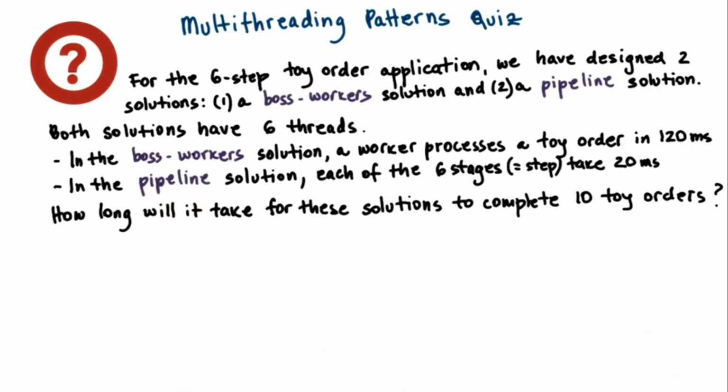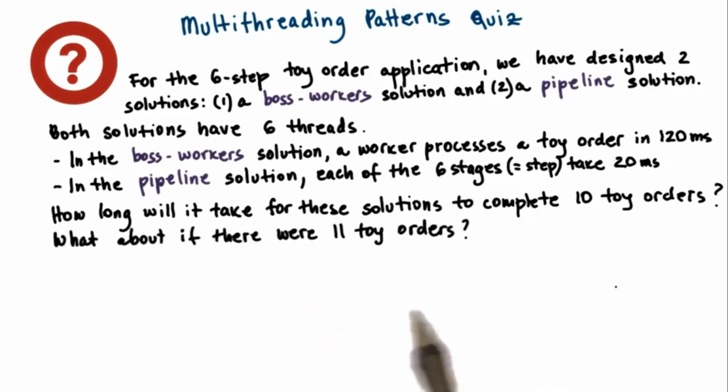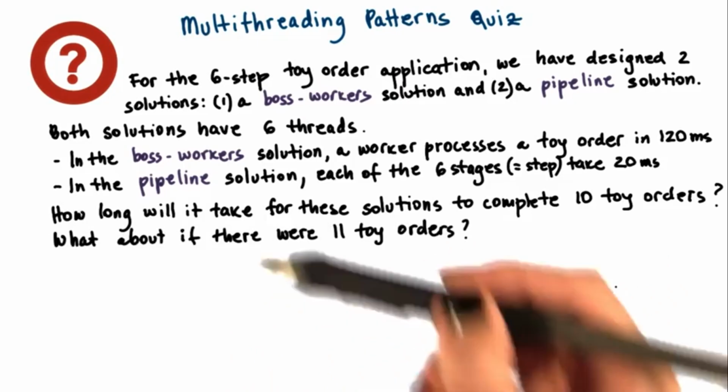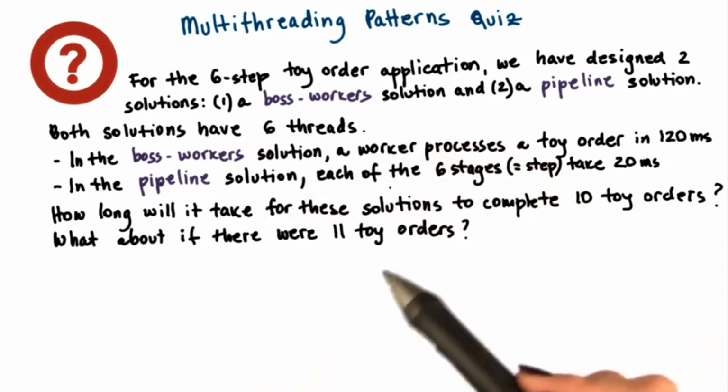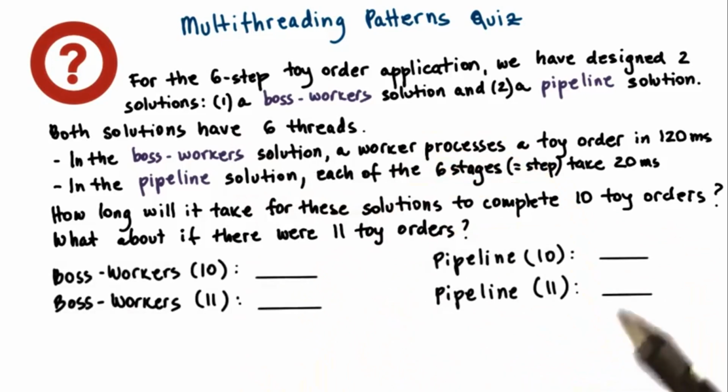And assume infinite processing resources, like tools or work areas. Then you should answer, what if there were 11 toy orders? How long will it take each of these solutions to process the 11 orders? You should write your answers below, expressed in milliseconds.